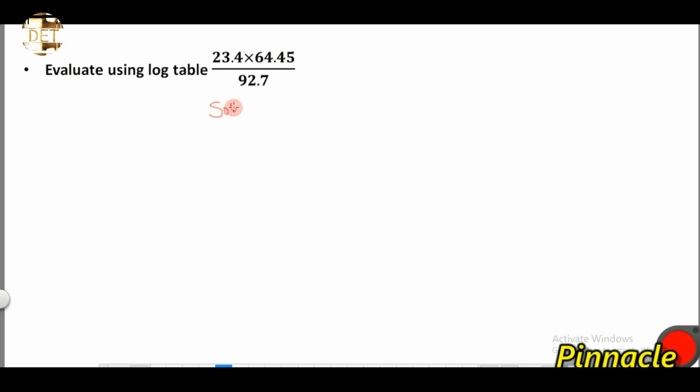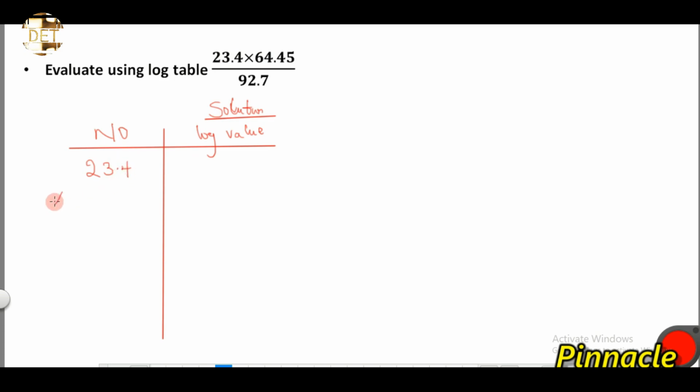So we'll put our solution here, right? The first thing I would want to do, just as I always do, is to draw out the table that has two columns. On one side is the column for the numbers, while on the other side I have the column for log value. So what are the numbers that I have? I have 23.4 times 64.45. That's my numerator, so I will have to solve that first.